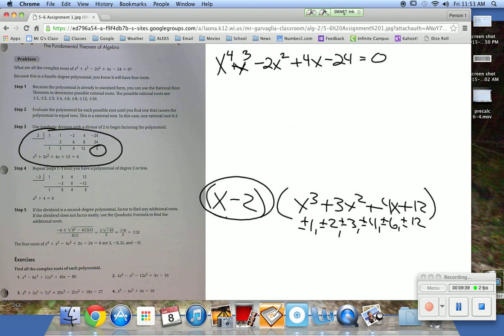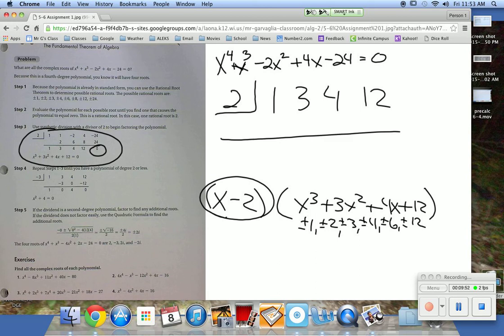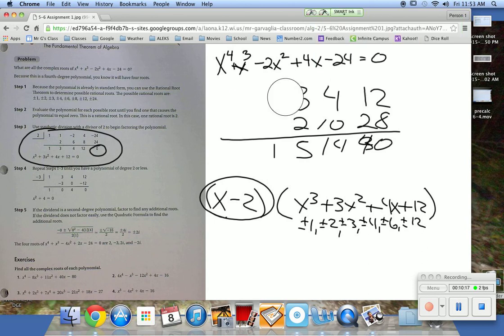Typically you're not going to go real far on these, but we'll try plus 2 now. We got 1, 3, 4, and 12. 1, this is 2, this is 5, this is 10, this is 14, this is 28. A positive isn't going to get me there, is it? I don't have any negative numbers in here, so it's just going to keep going up. So let's try negative 2.